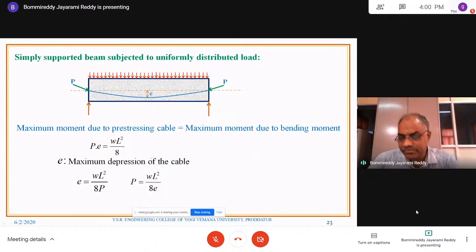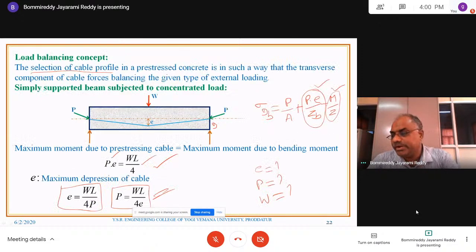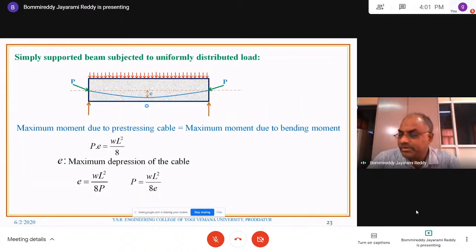That is for the case of concentrated load. Because already I told you, the shape of the cable depends on the shape of the bending moment diagram. So here the load is uniformly distributed load. When the load is uniformly distributed, what is the shape of the bending moment diagram? The shape of the bending moment diagram is parabola.